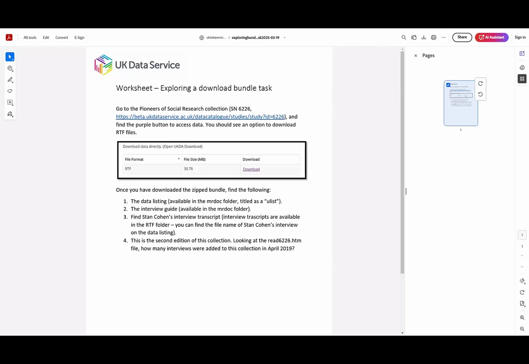You can scroll down and you'll see you can download the data. And there's just 4 questions there. It's just to get you looking around the data download bundle. So what I'll do is we'll give you a few minutes to have an explore of the bundle. And then I've got it up on my screen, so I can give you a very quick overview of where to look for things and just some highlights from that.